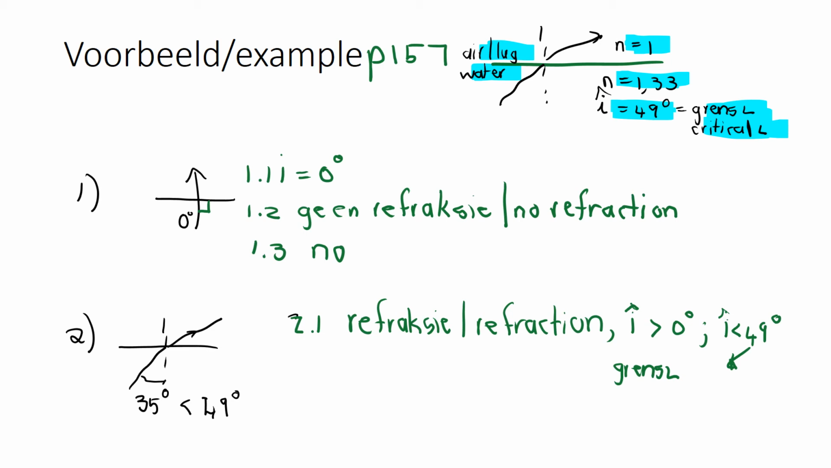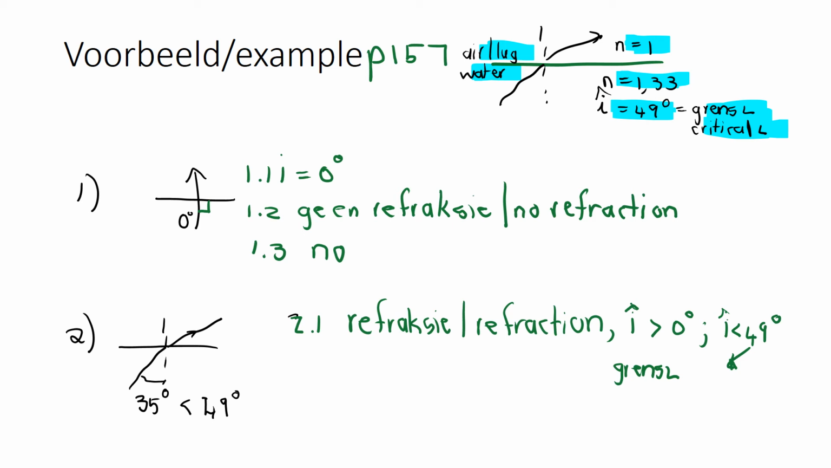Hulle vra in 2.1, watter verskynsel vind die plaas en gee 'n rede vir jou antwoord? Refraksie of reflection occurs. Hoekom? Want eerstens is my invalshoek is groter as 0. Die tweede rede is my invalshoek is kleiner as my grenshoek. It is smaller than that 49, that is my critical angle.